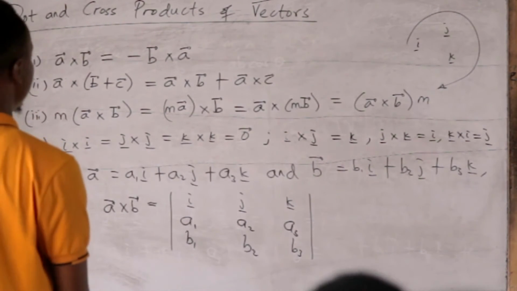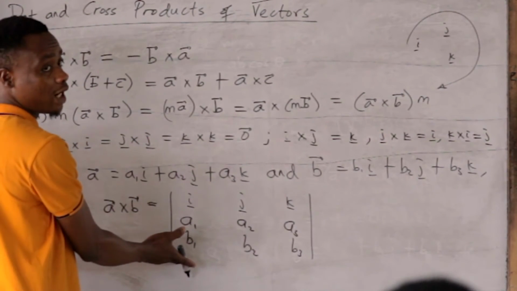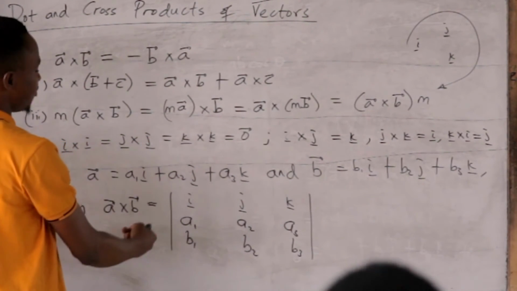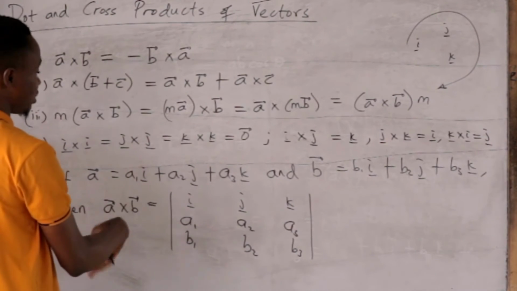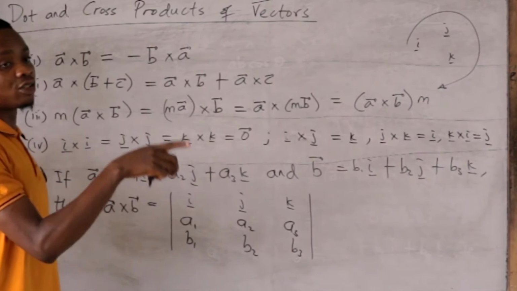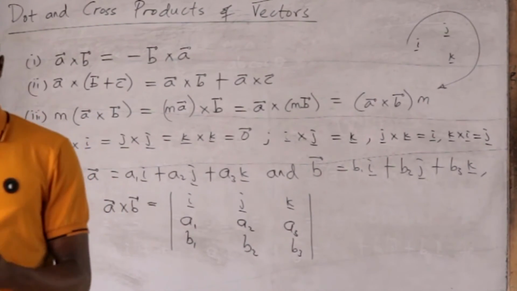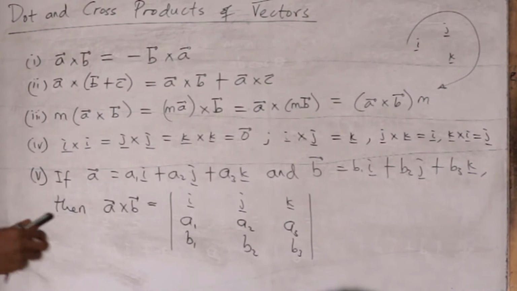That's why if I interchange row 2 and row 3, for instance, I'm going to have a negative of what I have here, which confirms that A cross B is equal to minus B cross A. You understand what I just said? So that's about that. Alright, so let's move on. Number 6.